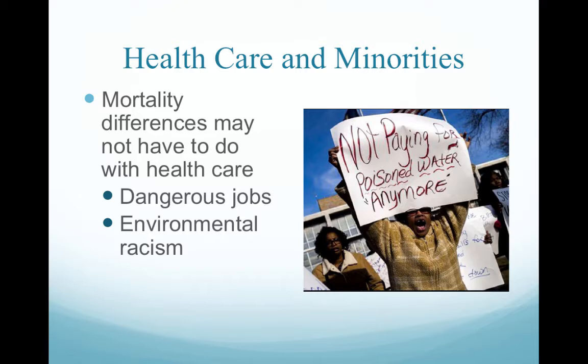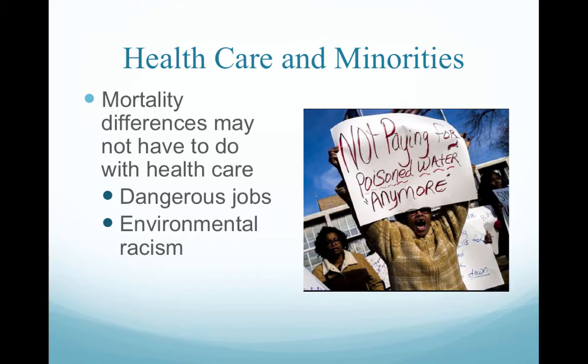So not all mortality differences have to do with healthcare. Some examples include dangerous jobs. Racial minorities are more likely to be in blue-collar and high-risk jobs than more white-collar or behind-the-desk jobs. Also, we see issues with environmental racism, and this occurs when we have dumping grounds or nuclear power plants or other kinds of environmentally dangerous products and toxins in poor communities of color.